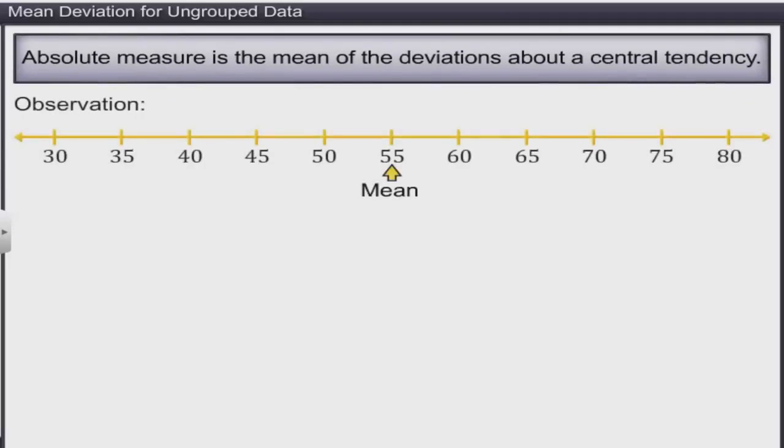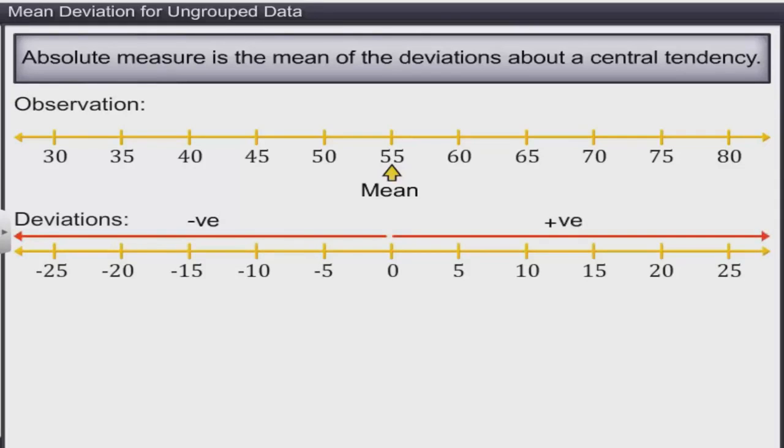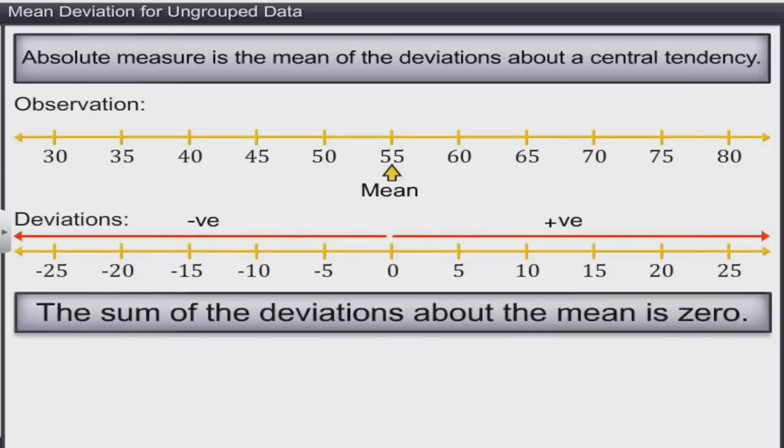However, we know that the central tendency is the middlemost value of a given data if they are arranged in the proper order. Half of the deviations are negative and the others are positive. Therefore, the sum of the deviations about the mean is 0. Let's prove this result.